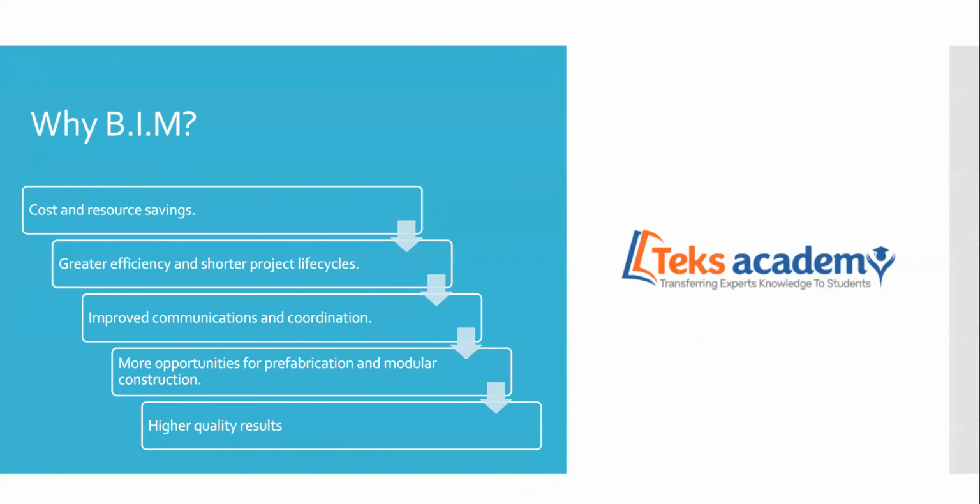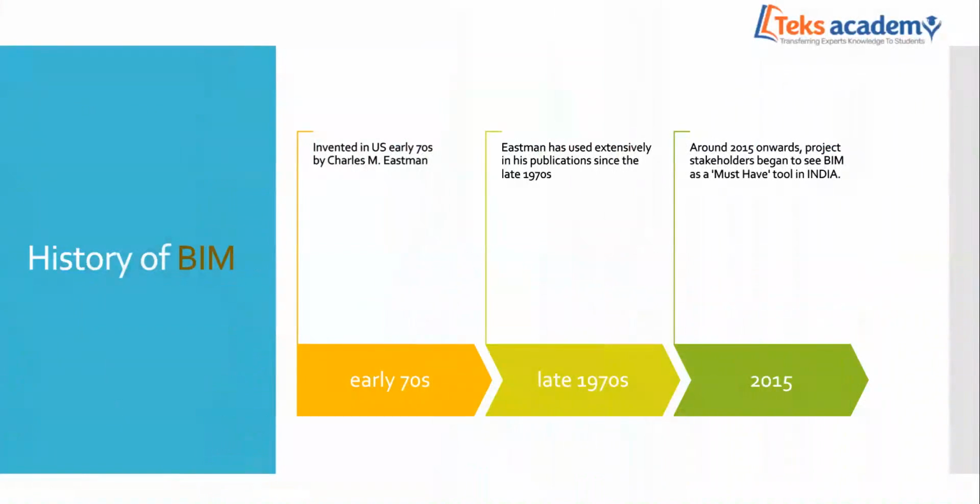Now, what is the history of BIM? The term building information model was invented in the 70s by Charles Eastman. He is the only person who started the concept in the era of the 70s.